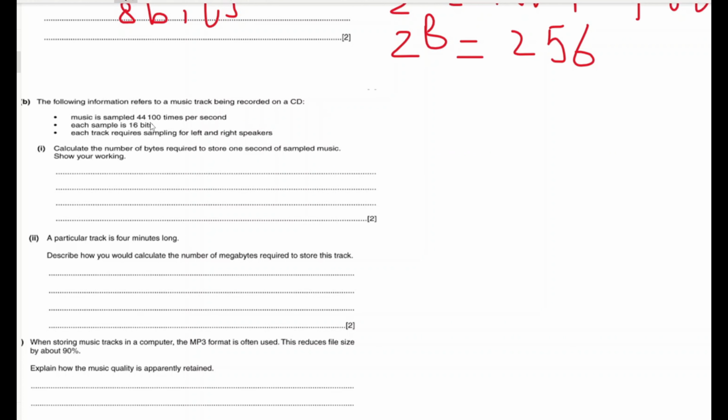Music is sampled 44,100 times per second. Each sample is 16 bit. Each track requires sampling from the left and right speaker. Calculate the number of bytes required to store 1 second of sampled music, showing your working. Okay.